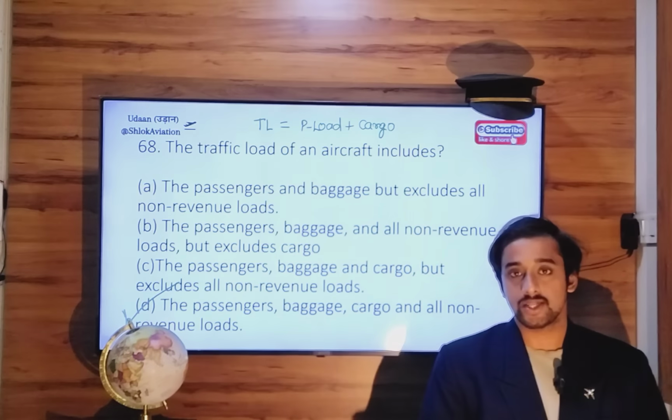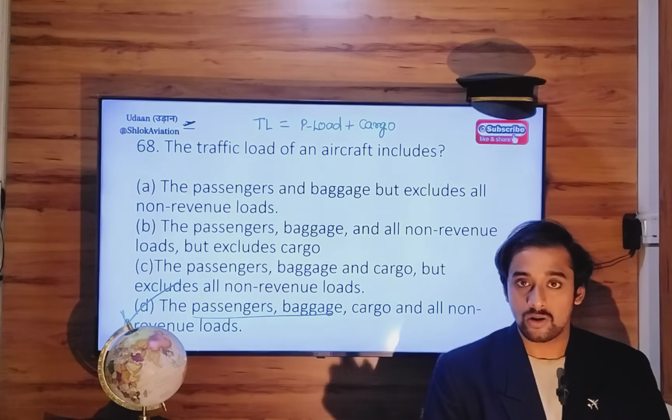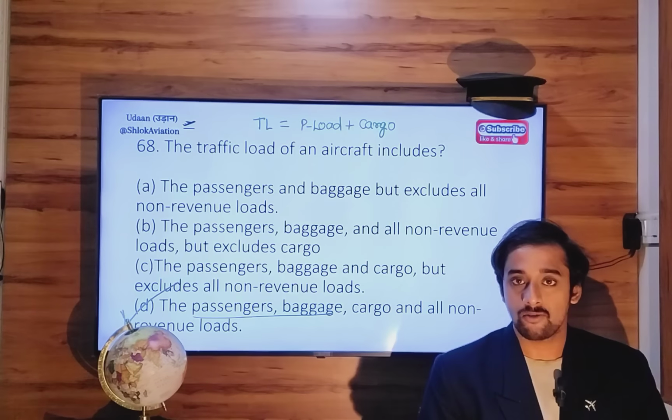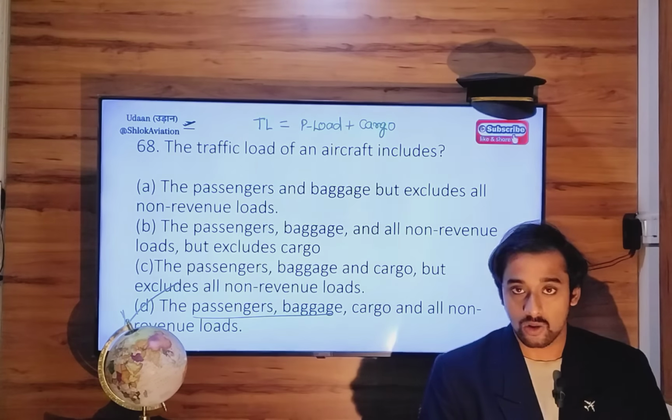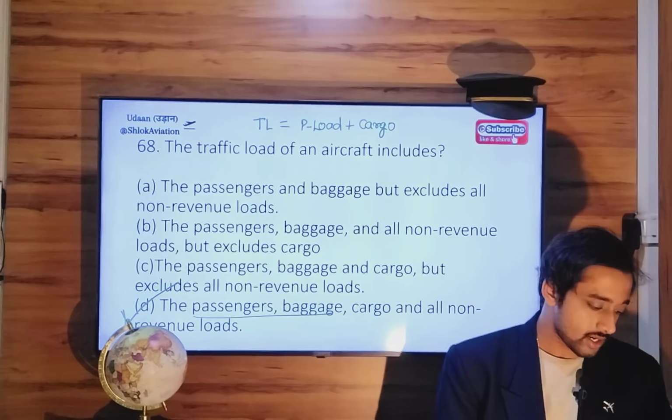Passengers and their baggage, these two make your payload, and cargo makes your traffic load. So cargo, baggage and passengers are your traffic load, plus all non-revenue yielding loads. Okay, so 68 is delta.